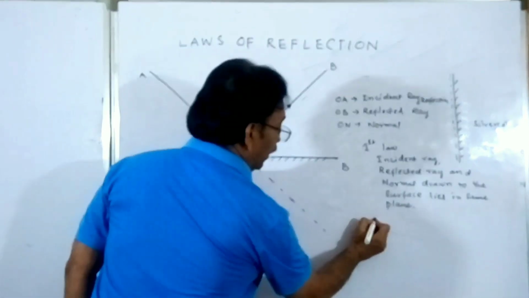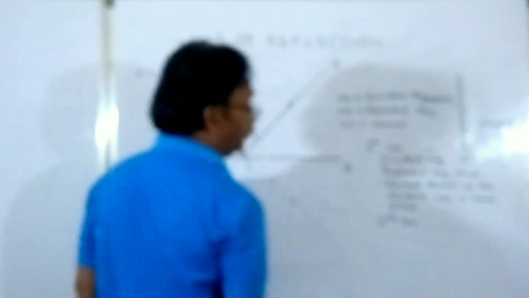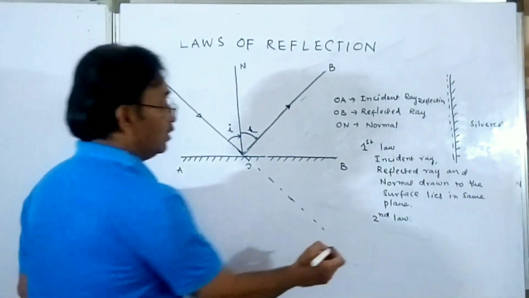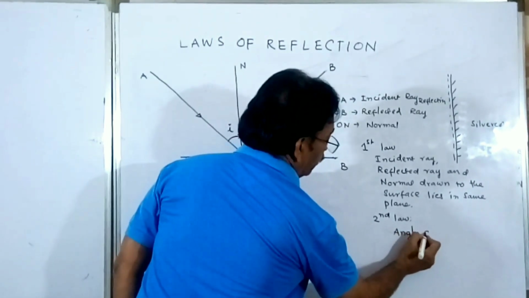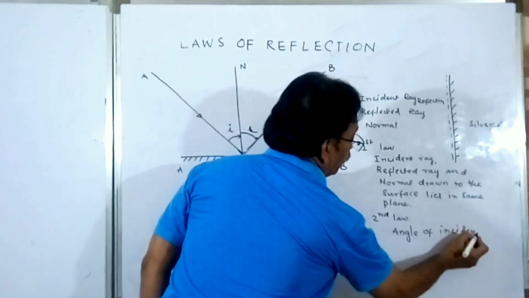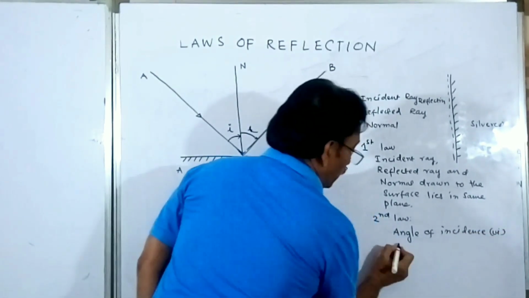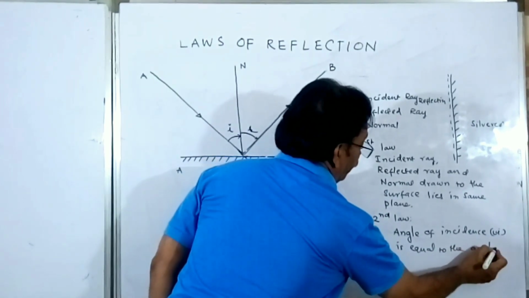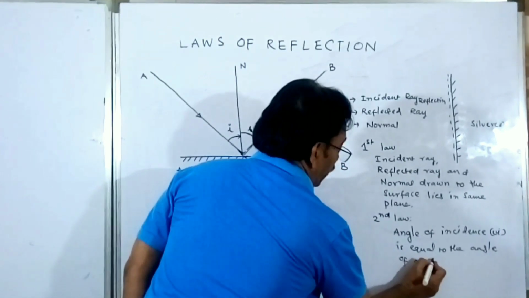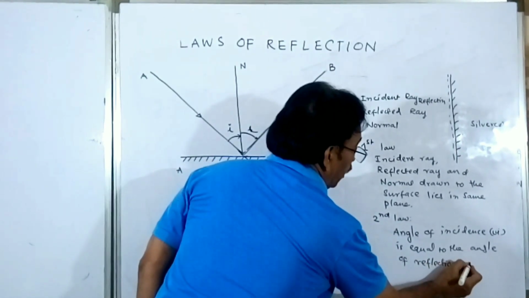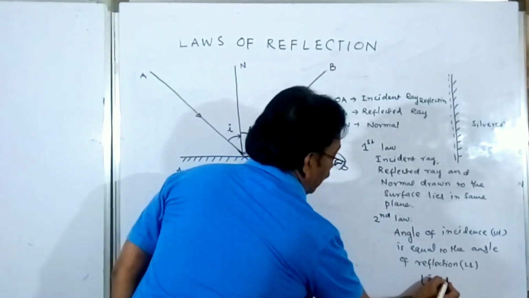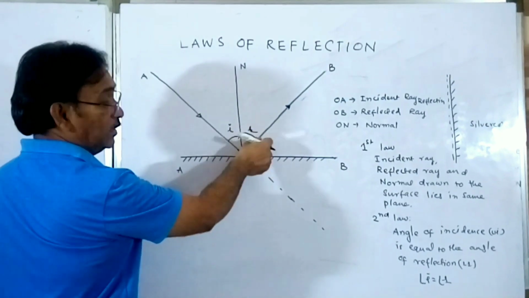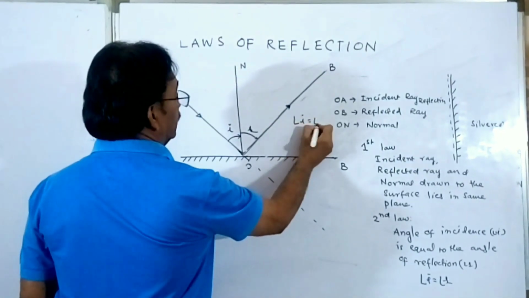What is the second law? It can be stated like this. I already told you, for a regular or irregular, diffused reflection, the angle of incidence I is equal to the angle of reflection R, or broadly we can say angle I is equal to angle R. Here it is a regular surface, so mathematically we can take I equal to R.